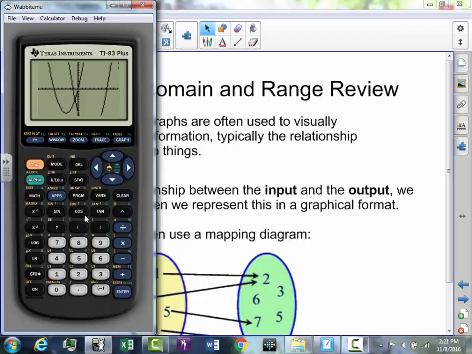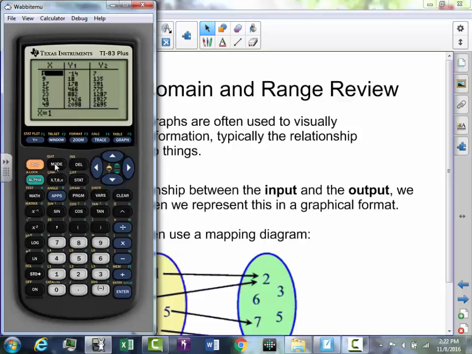Other useful things. Sometimes you have to wait for the graphs to show up. If you do second table, it gives you a nice little table of values. Maybe you don't like the table of values as it is. Maybe you'd like to set your table to start at 1 and go up by 8. I don't know why you'd want to, but let's say that's helpful, right? Then when you go back to your table, now it starts at 1 and goes up by 8.